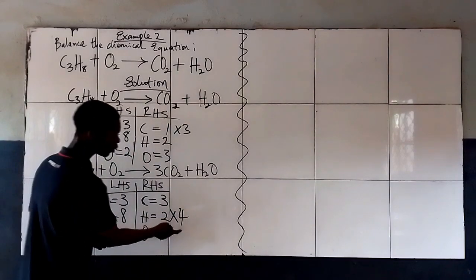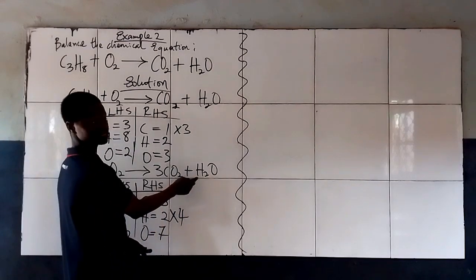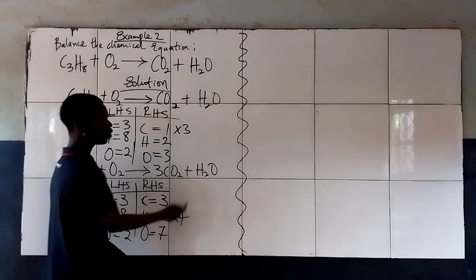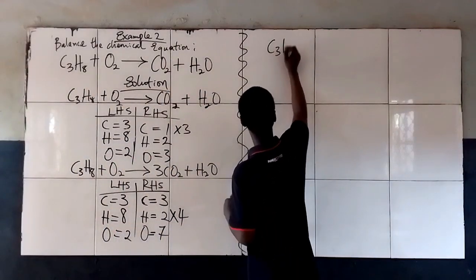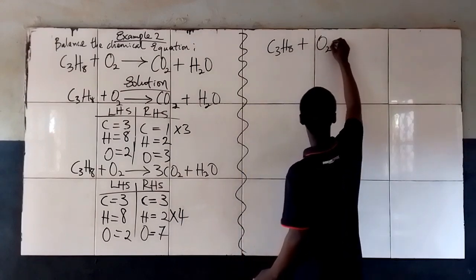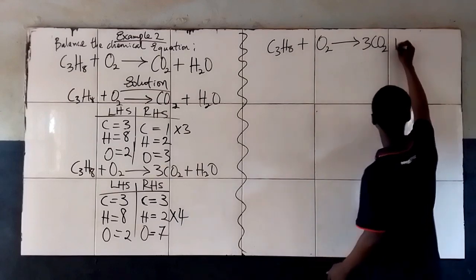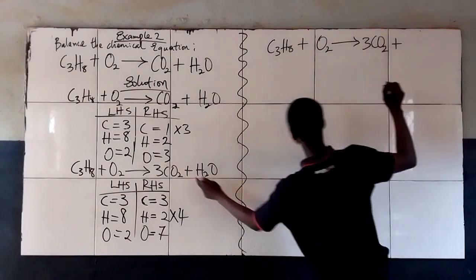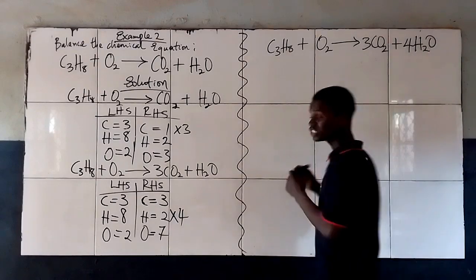Now this times 4 will affect the compound having the hydrogen, and that is this H2O, is it not? So I will put 4 in front of it. So let's do that now. It will now be C3H8 plus O2 to give rise to 3CO2 plus, this 4 will now be in front, 4H2O. So this is what we now have, guys.